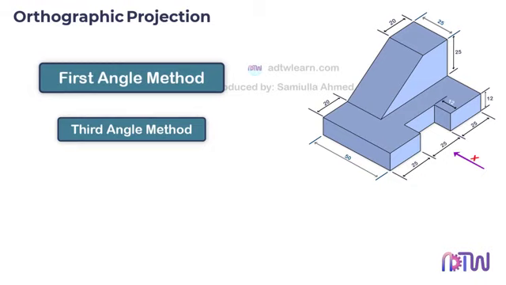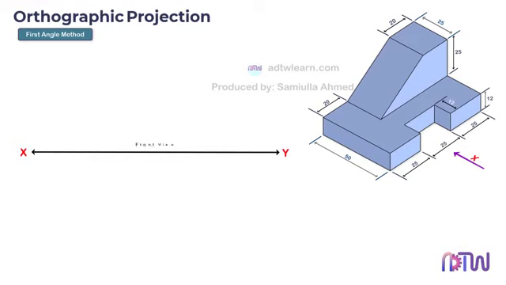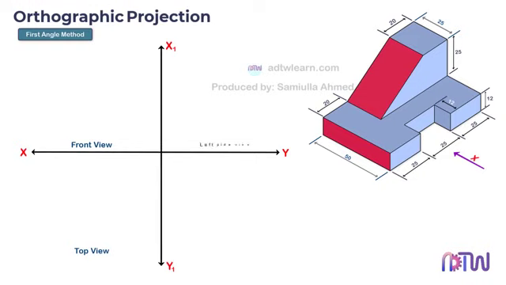Before starting the drawing, we need to draw the reference line, which is the XY line, since we are following the first angle method to draw the projection. On the top, the front view will come, and on the bottom, the top view will come. Next, we need to draw a vertical line, which we will name X1, Y1. The left side view of the object is drawn on the right side, as we are following the first angle method. Let's start drawing. First, we will draw the front view of the object.